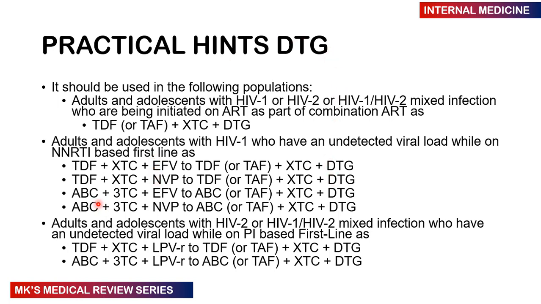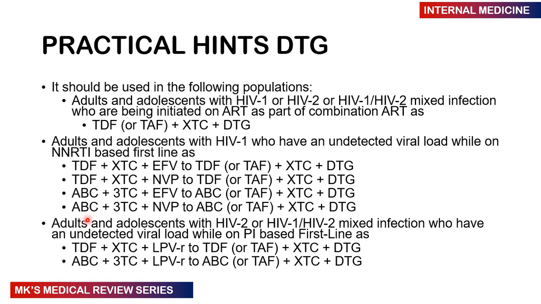Those that are on nevirapine, again, replace that with dolutegravir. Those that are on an ABC regimen, we continue them on an ABC regimen. So ABC, XTC, and dolutegravir, and those that were on nevirapine, ABC, 3TC, and dolutegravir. Most likely, they were put on an ABC regimen because of a reason. It could be that they had some renal insufficiency.